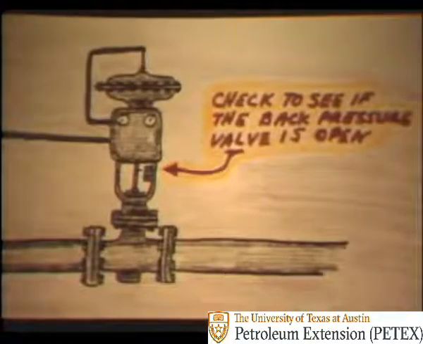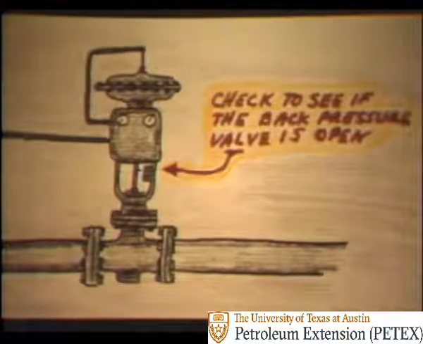First, check the back pressure control valve to see if it's open. If it is open, attempt to stroke the valve with the controller flapper. If the valve will not operate, partially open the bypass valve and close both block valves and have the back pressure valve repaired. While having the valve repaired, control the separator pressure by adjusting the bypass valve.